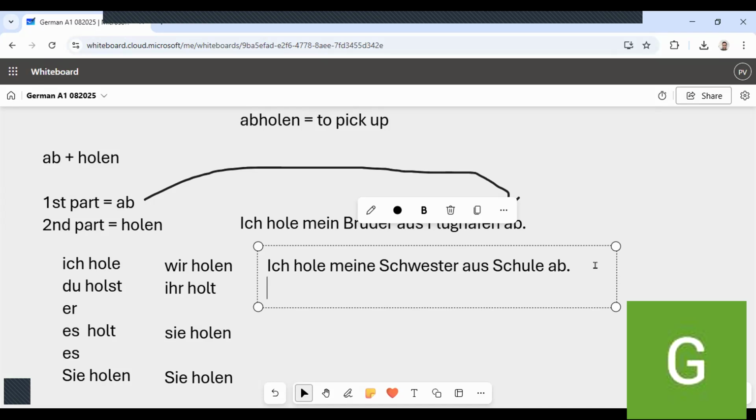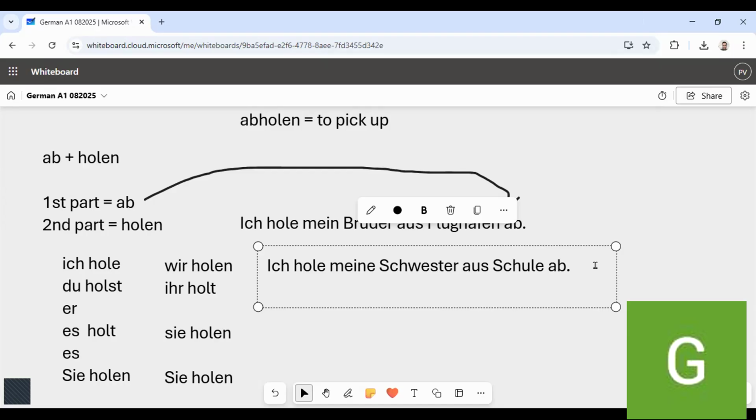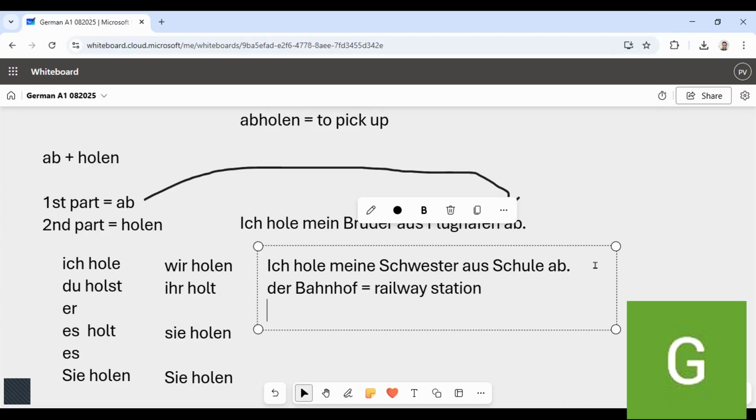Suppose I am picking up my father from the railway station, and the railway station is called Bahnhof. Der Bahnhof is railway station. Okay. Now, how do you make the sentence? I am picking up my father from the railway station. Ich hole meinen Vater aus dem Bahnhof ab. So this is how you will make a sentence with Trennbar verbs.